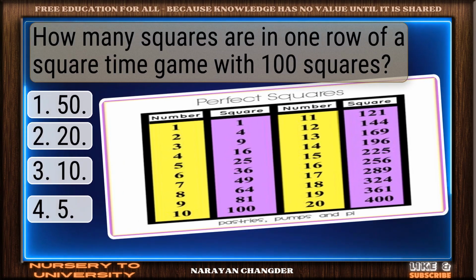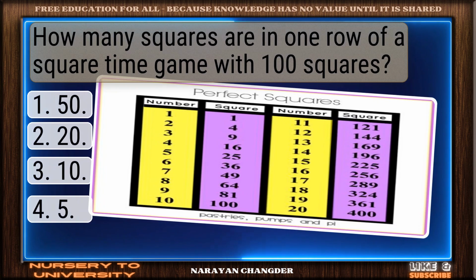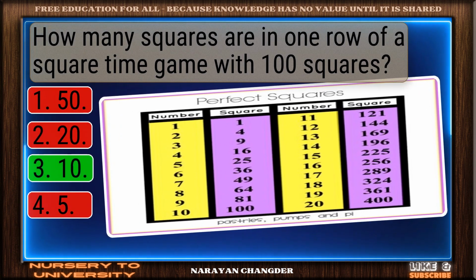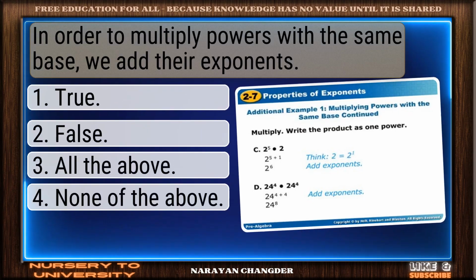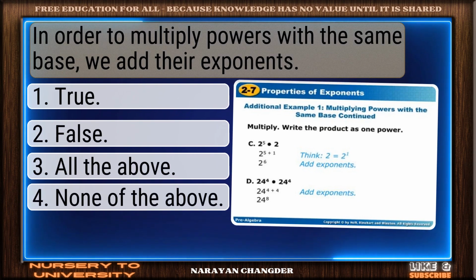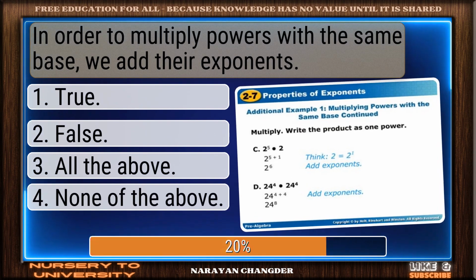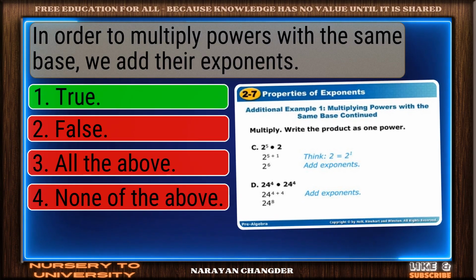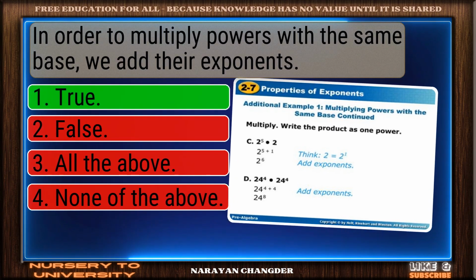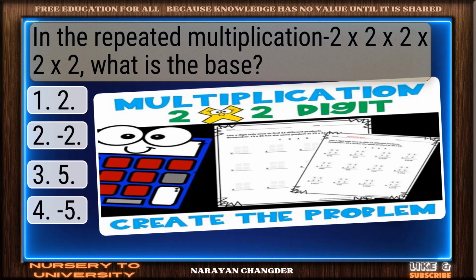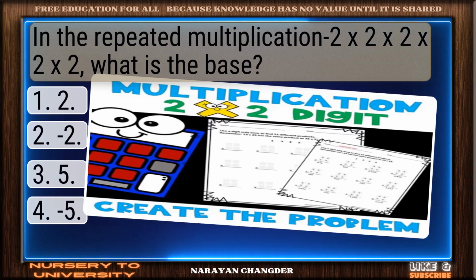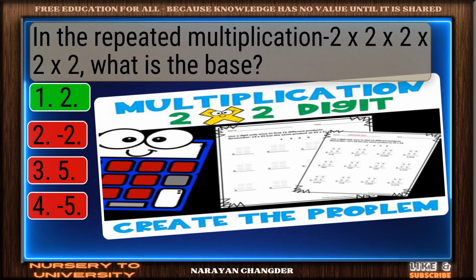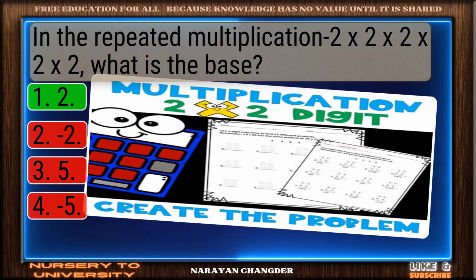How many squares are in one row of a square time game with 100 squares? Valid point. 10 is true. In order to multiply powers with the same base, we add their exponents. Smart move. True is an accurate answer. In the repeated multiplication 2 x 2, what is the base? Nice work. You chose 2 and it is correct.